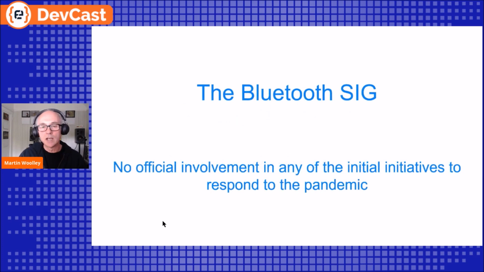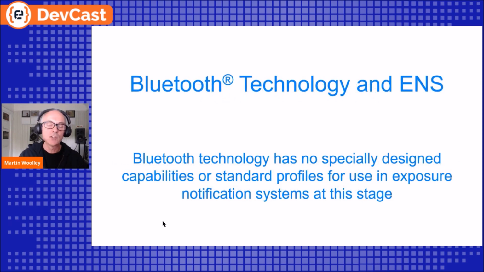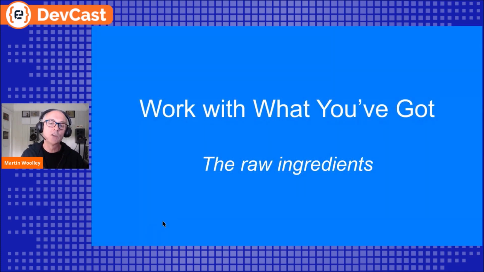Now, be aware that early in 2020, when ideas were first being discussed, my organization, the Bluetooth SIG, had no formal role in any of this. We were just interested observers watching what people were coming up with. And furthermore, back then, Bluetooth itself had no specially designed standard capabilities for use in applications like exposure notification systems. So it was really very much a case of work with what you've got, leverage the existing capabilities of Bluetooth somehow to create solutions. So what are those basic capabilities or raw ingredients?